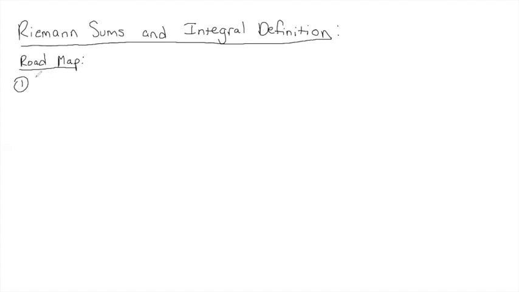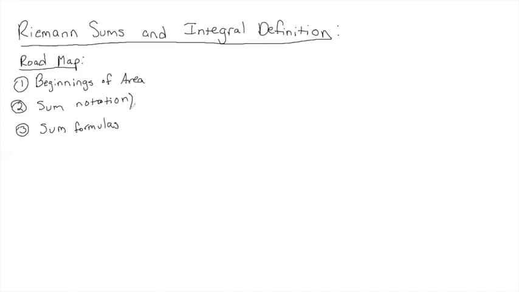Okay, so first, we're going to talk about the beginnings of area. Then we'll move on to sum notation. This is a bit of an aside here from the story, but this is something that we sort of need, and it's a natural point to do it. Then we're going to learn about some sum formulas along the way. So this is a bit of an aside from the story.